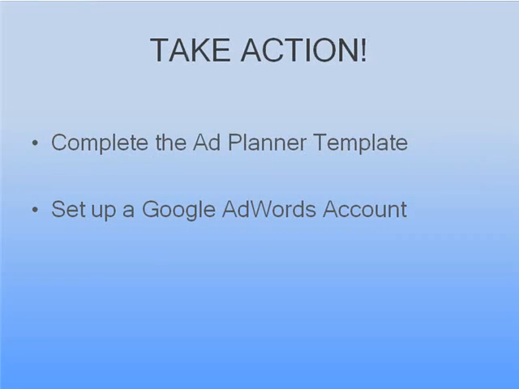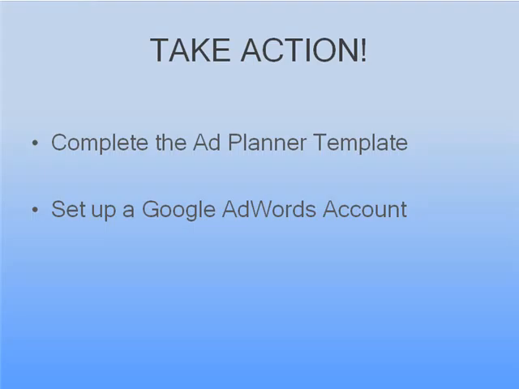Okay, now it's time to take action. Complete the ad planner template so you have a clear understanding of which product or service you're going to advertise, how many new customers you want per month, and how much you can afford to pay per customer. Next, you'll need to set up a Google AdWords account if you don't already have one. You'll use your account to sign into tools we'll use throughout this course, so it's important to set it up now. If you already have an AdWords account, then you can skip this section and go straight to Module 3.